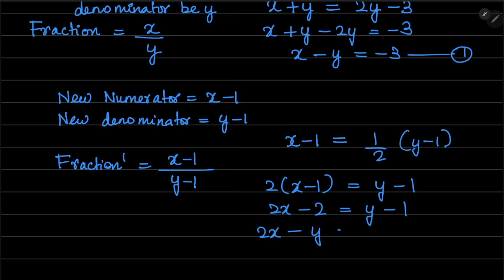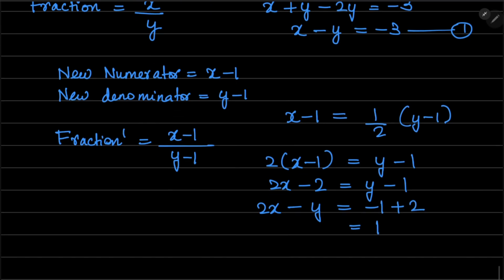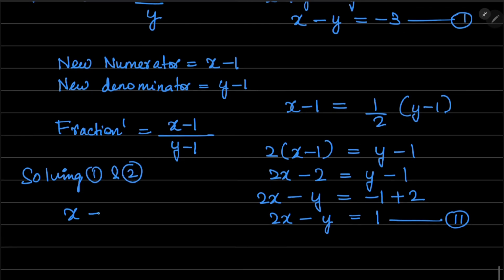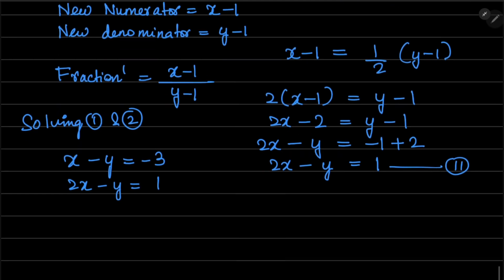2x minus y is equal to, what is it? Minus 1 plus 2, which is 1. Right? 2x minus y is equal to 1. So let this be equation 2. Now solving 1 and 2. So you have your x minus y equal to minus 3 and 2x minus y equal to 1.